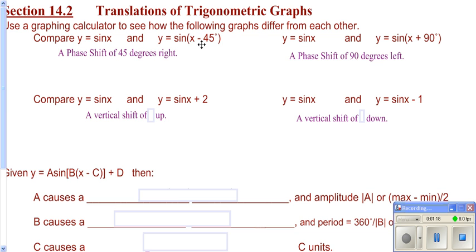So if you're adding or subtracting something to the x before you apply the sine, you're shifting it left and right. If it's a minus 45, you shift to the right. If it's plus something, it's shifted to the left. But what happens if you add or subtract after you do the sine?